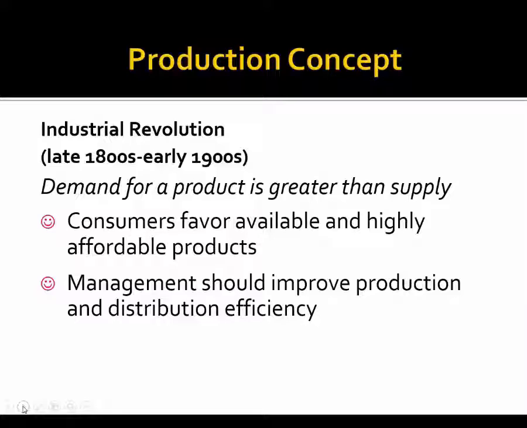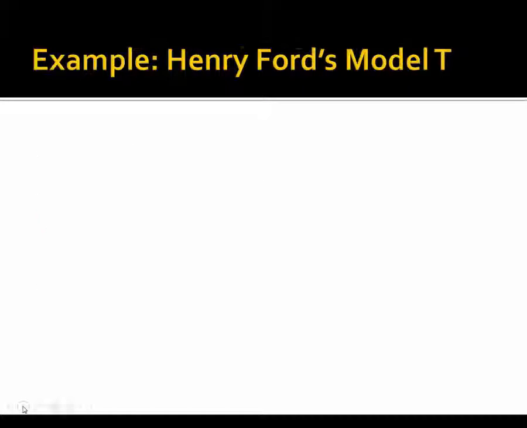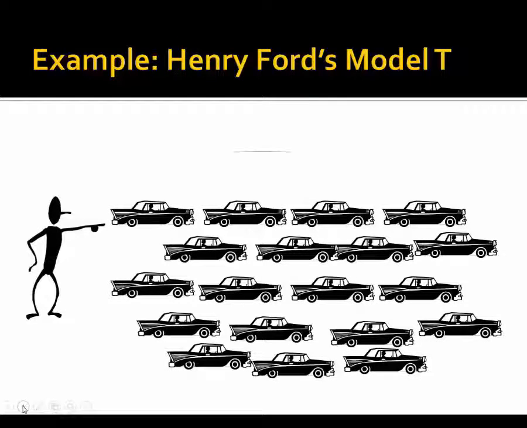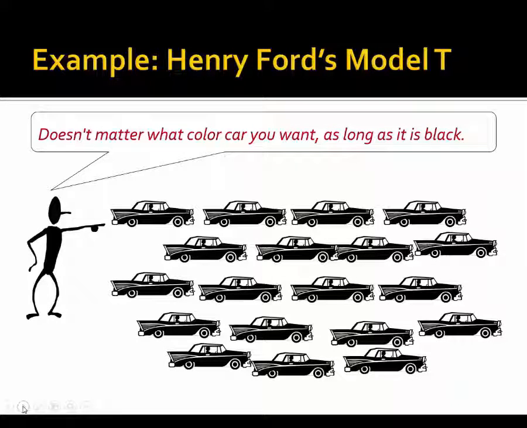Because the supply is smaller than demand, it's difficult for customers to get the products, so they just favor any available and affordable products. A typical example is Henry Ford's Model T. For Ford cars at that time, they produced just one color, black, and didn't consider producing any other color, because customers would be happy just to get the car. They didn't have to worry about any competition. But today it won't work, right?